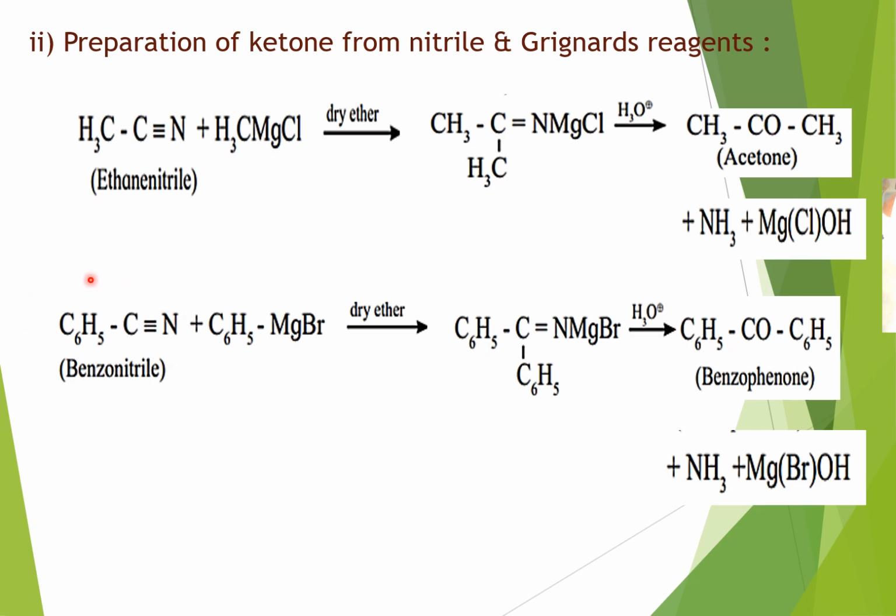Then benzonitrile, which ketone is obtained? Acetone is obtained from ethanenitrile. Now benzonitrile, when it's reacted with phenyl magnesium bromide, Grignard reagent, a similar reaction takes place. C6H5 gets added on carbon, C=N-MgBr. Okay. This on hydrolysis gives you benzophenone, C6H5-CO-C6H5, plus NH3 plus Mg(OH)Br. Right. So that's how ketone is obtained from the nitrile.